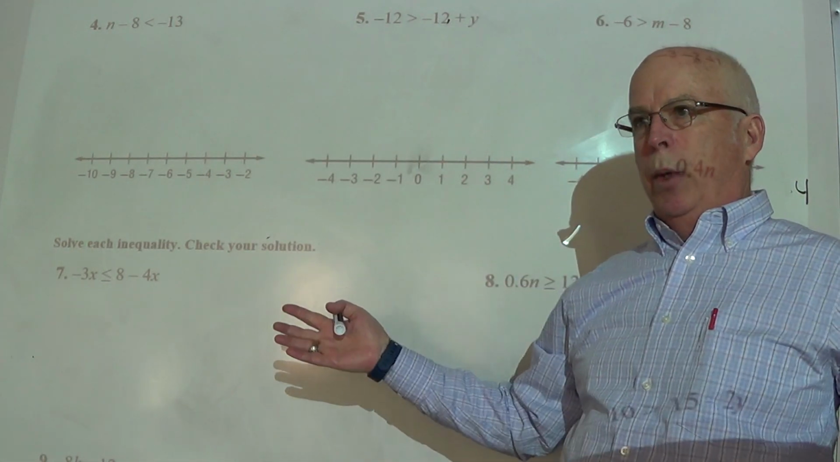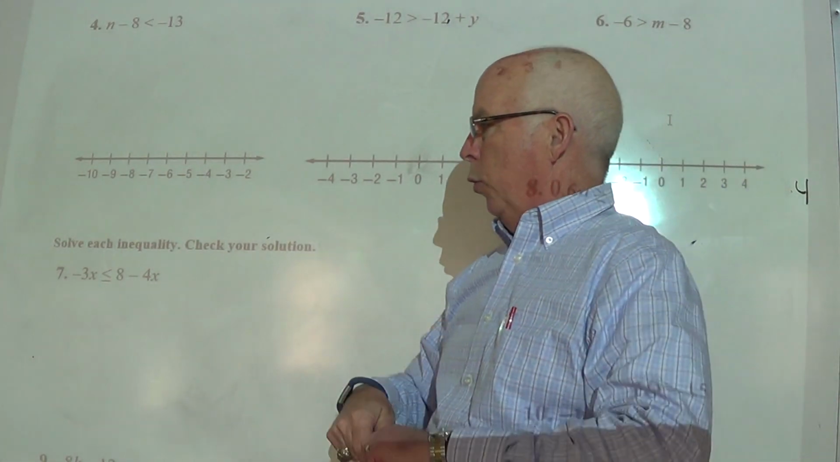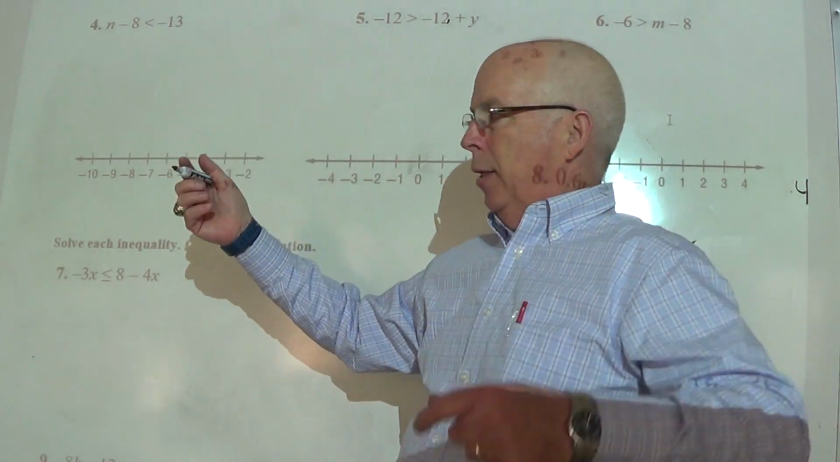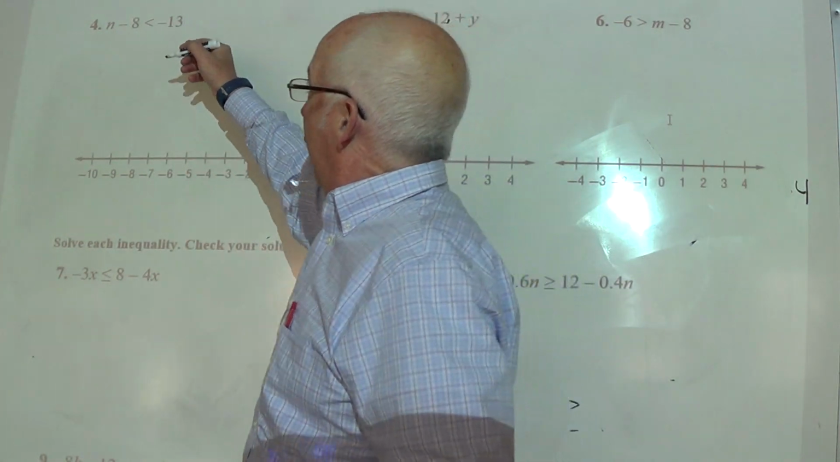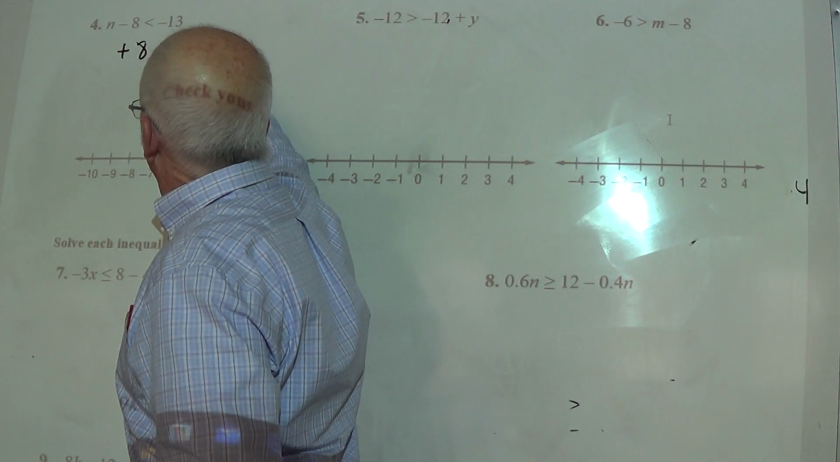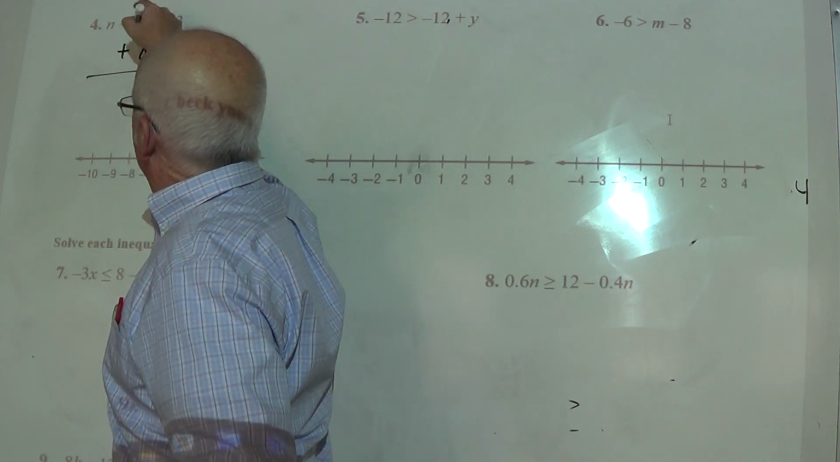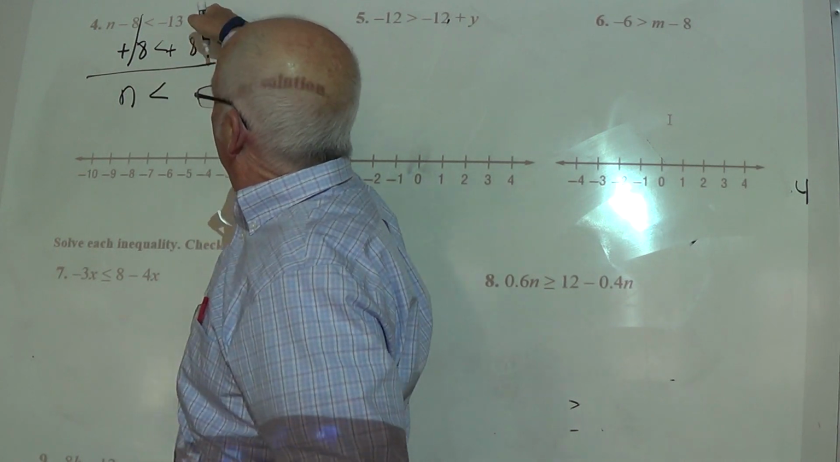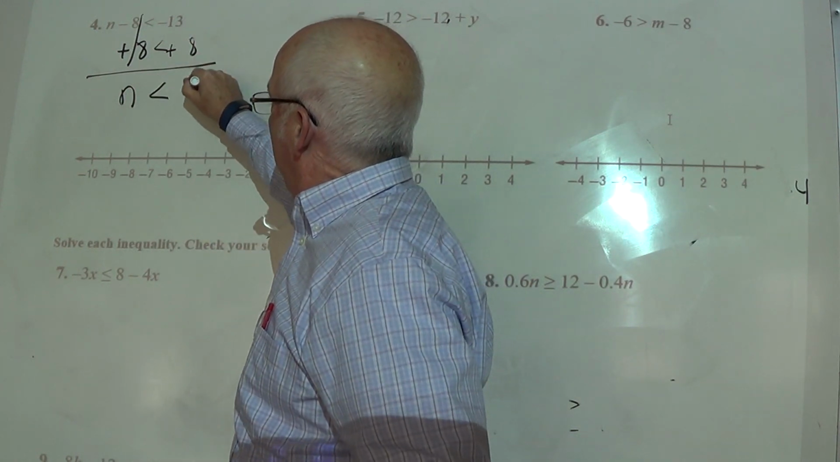All right, so when it says we've got to add, that's the name of this problem set, so there's no mystery there. Again, what I do to one side, I have to do the exact same thing to the other. So we're just going to add 8 to both sides to isolate that n on the left side. Negative 8 plus 8 zeroes out, and I'm left with n is less than negative 13 plus 8, which is negative 5.